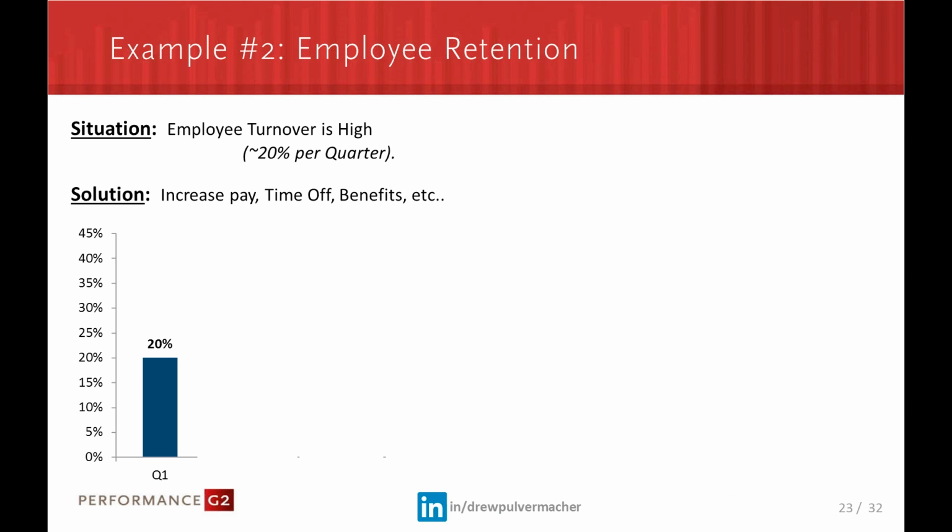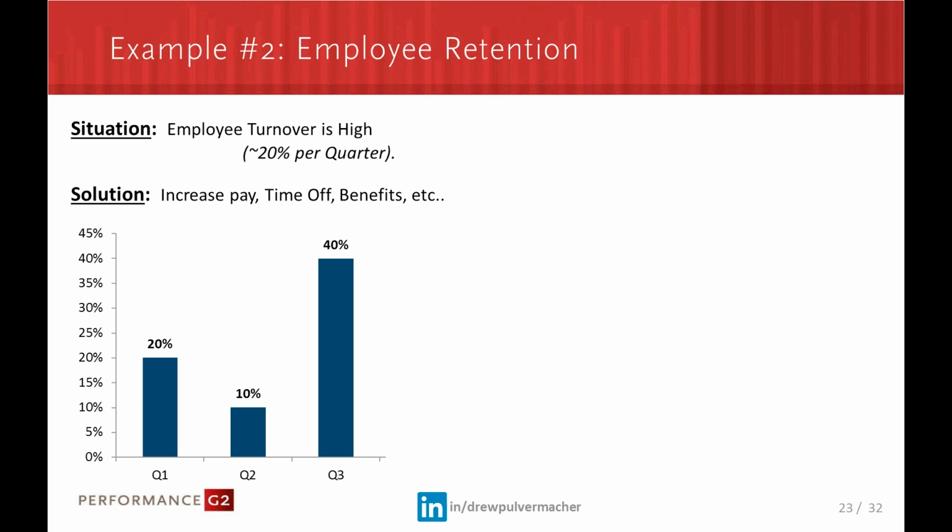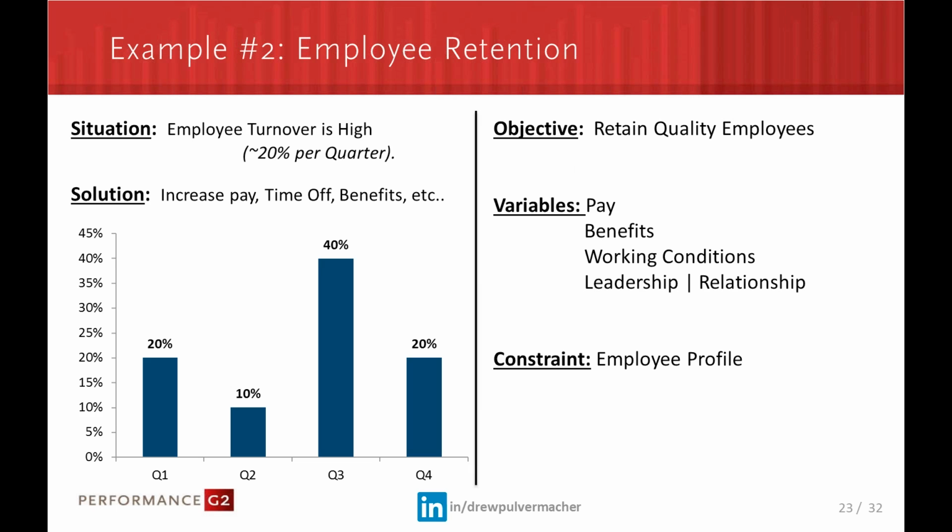And how we, you know what, here's 20%. Let's start this strategy. Hey, turnover went down to 10% next quarter, but it came up at 40%. You just kind of delayed that decision to quit. Q4, it's back to that 20%.